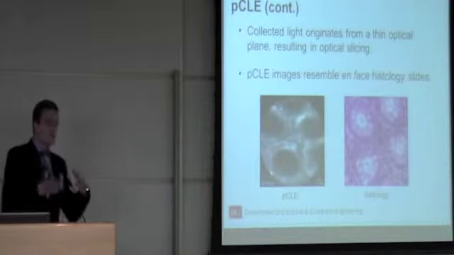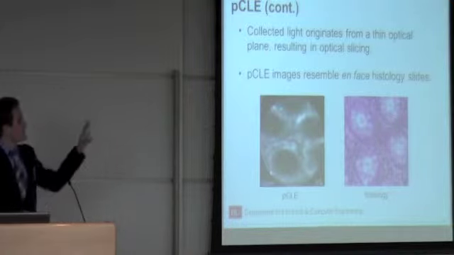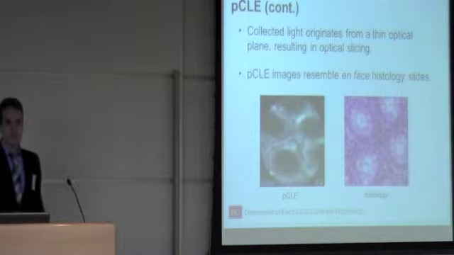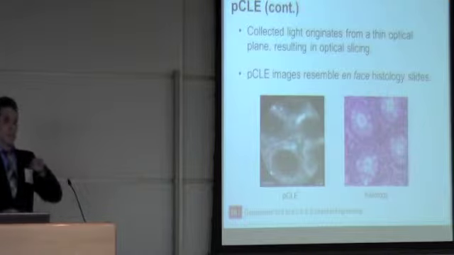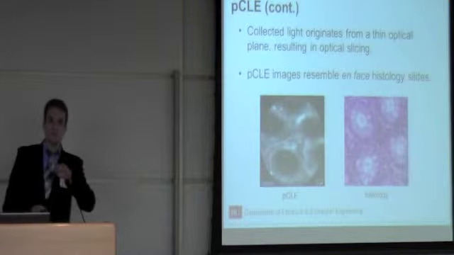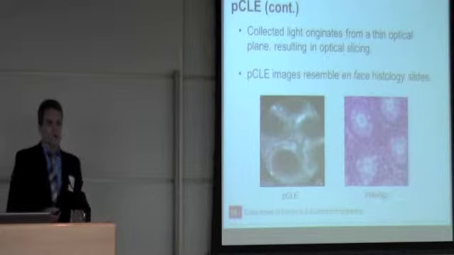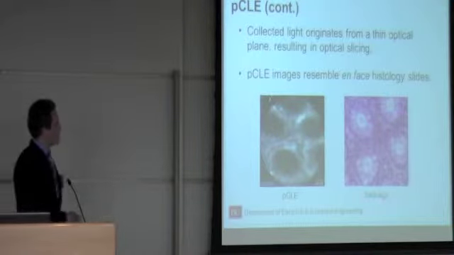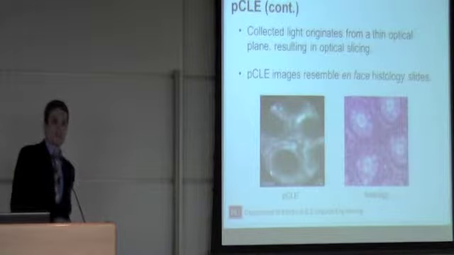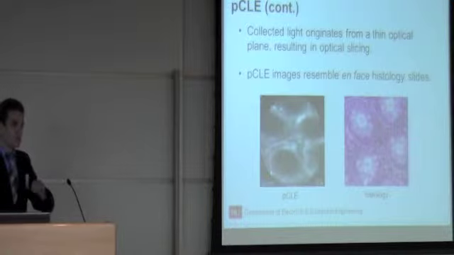The optical properties of a confocal microscope are such that light collected by PCLE probes originates from a thin optical plane on the specimen. Now, that means that if you use PCLE to image the inner lining of the colon, for example, what you see are thin slices of the colon tissue, and the result are images that resemble, in fact, en-face histology slides. En-face histology slides mean you're looking from top down. It's a top-down view of the colon tissue.